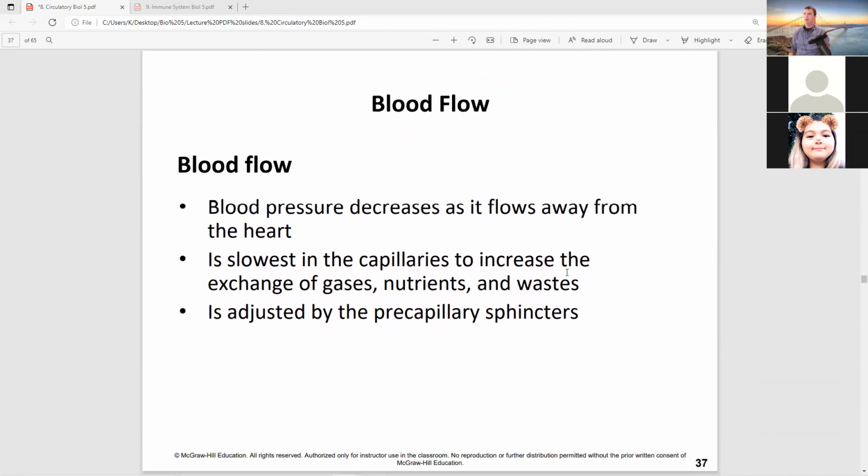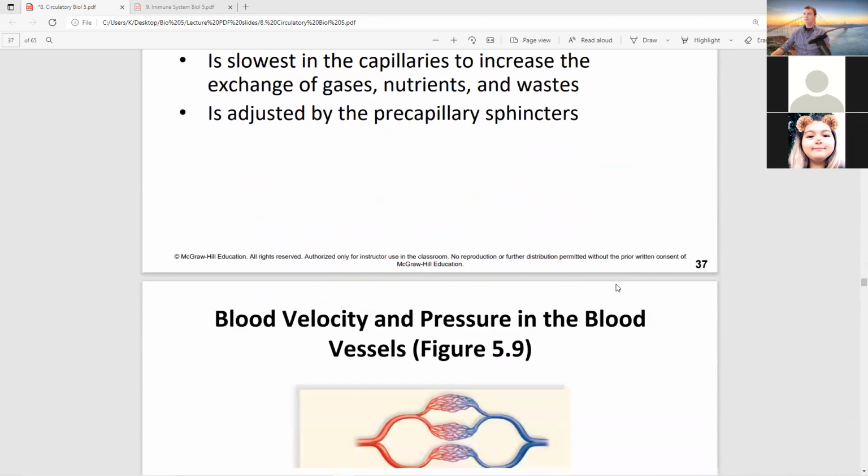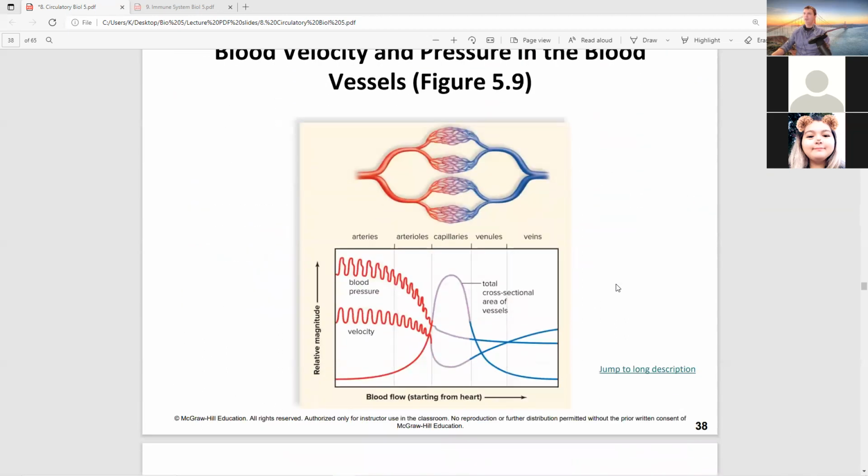Okay, so blood pressure decreases as it flows away from the heart, and blood flow is slowest in the capillaries to increase the exchange of gases, nutrients, and waste, and is adjusted by the precapillary sphincters. Okay, so here's an image showing you the pressure. And what's important to remember here is that pressure is highest in the arteries and then decreases as it goes towards the veins.